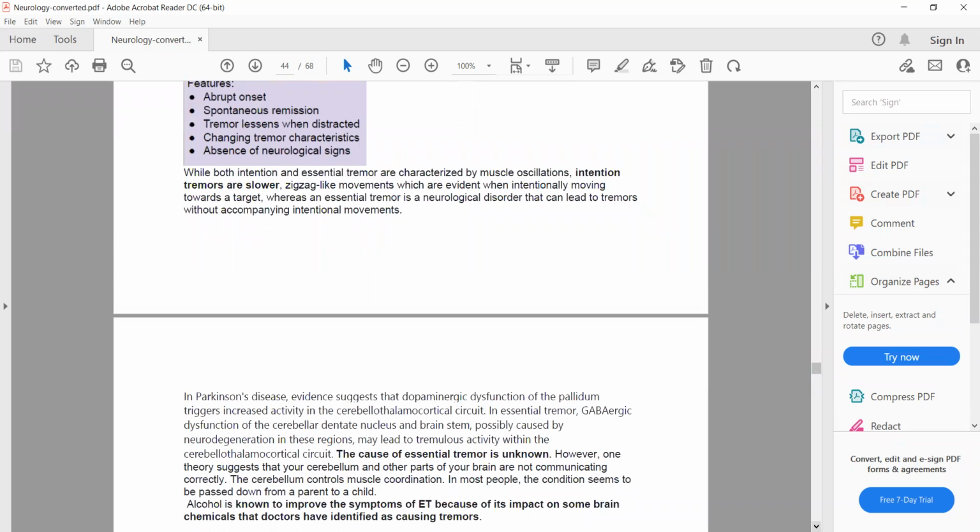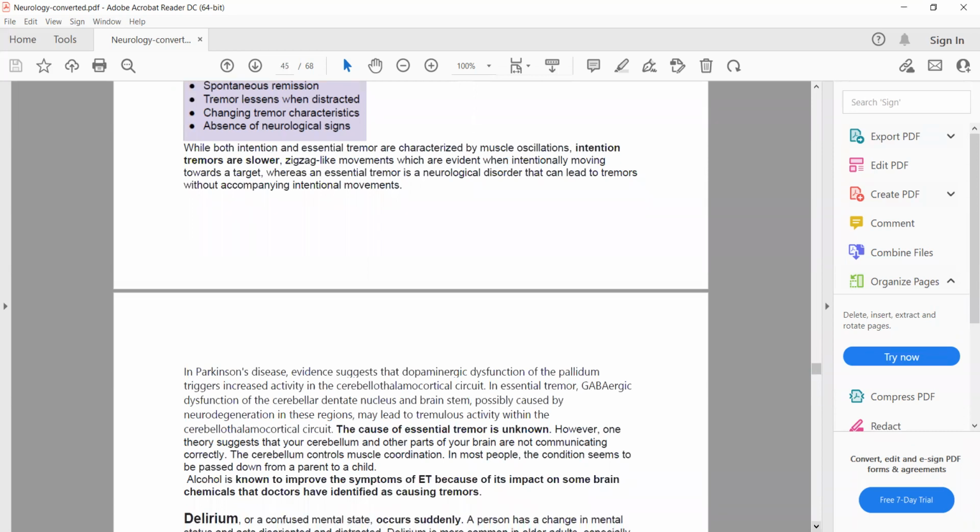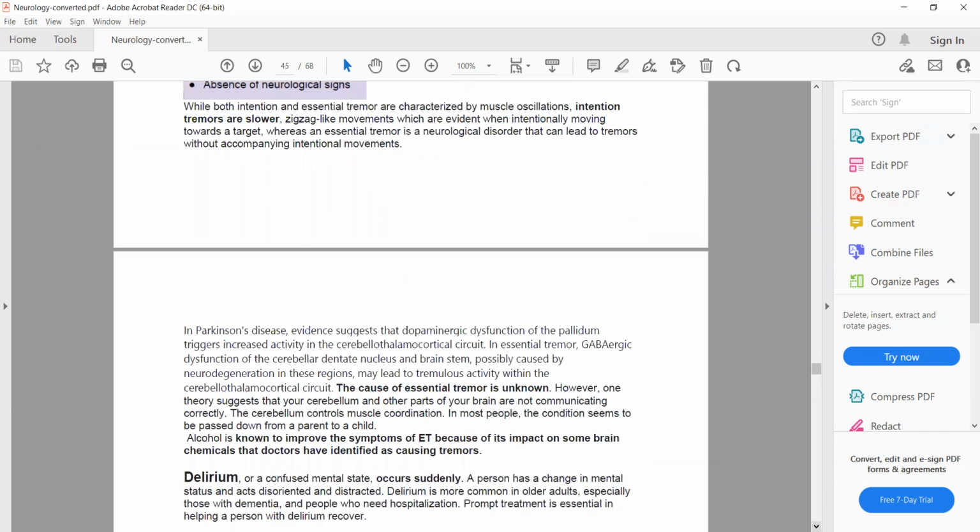Which tremor is that one? Anyone? Action tremor? Essential tremor. Essential tremor, not action tremor. Essential tremor is a condition. Yes, essential tremor is the only tremor that improves with alcohol.